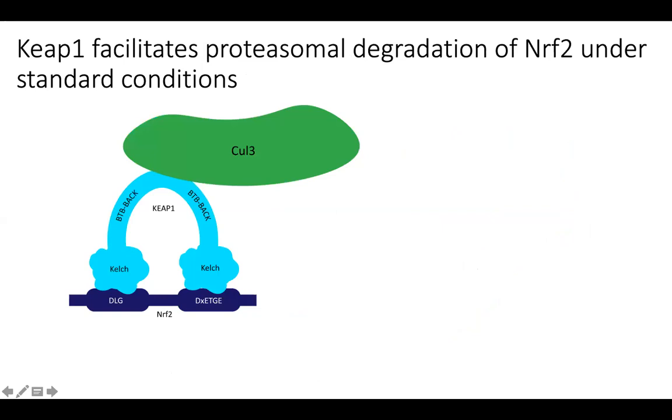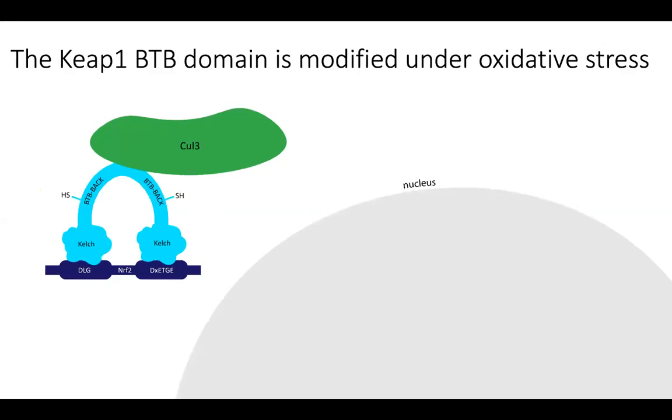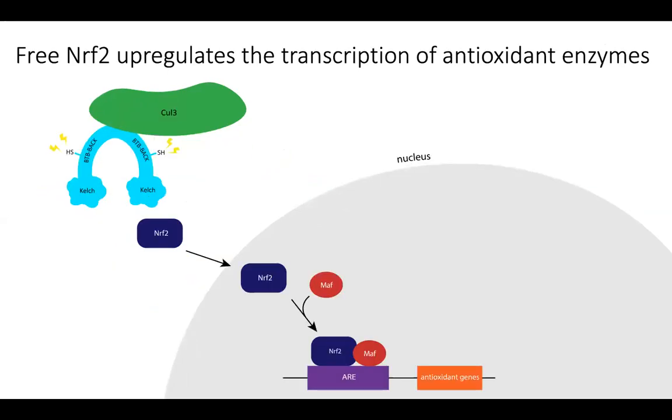So this Keap1 homodimer under conditions without oxidative stress also binds Cul3, an E3 ubiquitin ligase that targets Nrf2 for ubiquitination and proteasomal degradation. However, under oxidative stress conditions, sulfhydryl residues in the BTB domain of Keap1 are modified, causing it to release Nrf2, which can then translocate to the nucleus, bind to MAF protein, and upregulate the transcription of antioxidant enzymes by binding the antioxidant response element, or ARE. These antioxidant enzymes provide an efficient catalytic detoxification of reactive oxygen species, thus making the Keap1-Nrf2 interaction a good drug target for oxidative stress-related diseases.